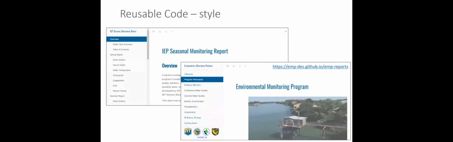One other advantage of using the Bookdown format is that it is easy to standardize styles across separate projects. For example, we wanted to create some consistency between the Seasonal Monitoring Report and an online version of the Environmental Monitoring Report that is under construction. We did this by applying the same CSS, which is an easy way to achieve that consistency between documents.